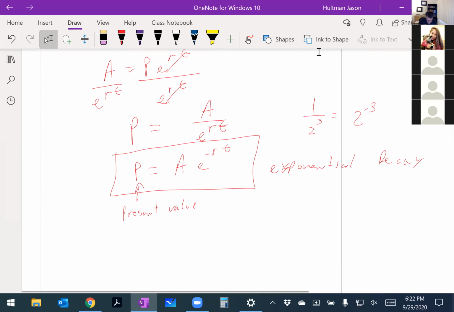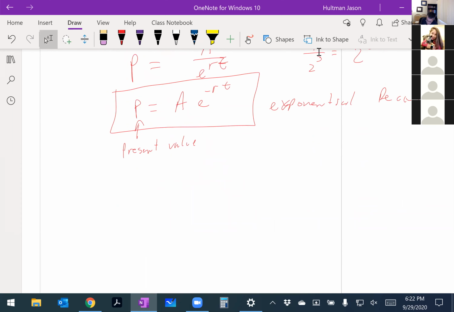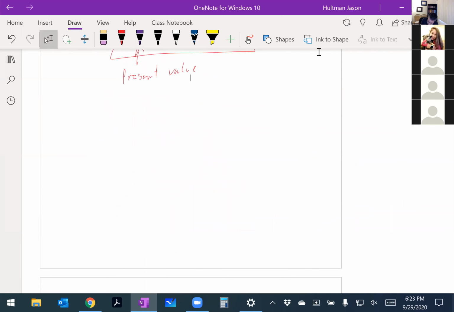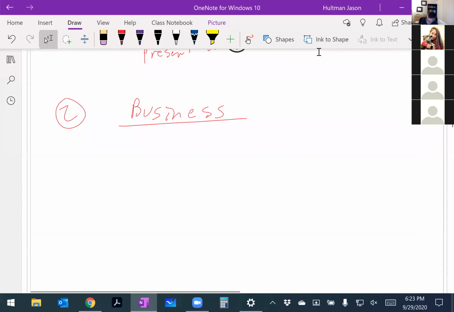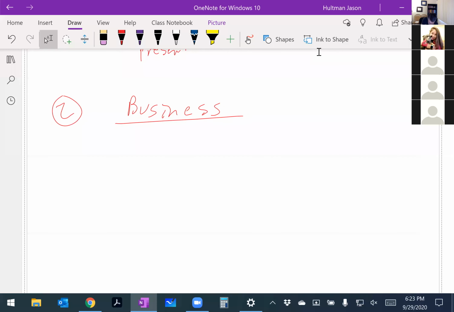Kind of cool. Okay, let's look at an example here. Example 2 from business. No more of this strontium stuff. We're not biologists here, are we? Anybody in here a biology major?